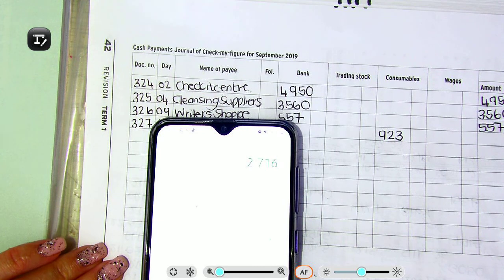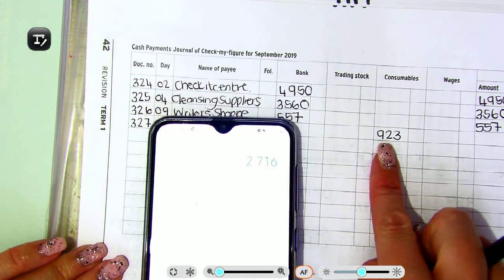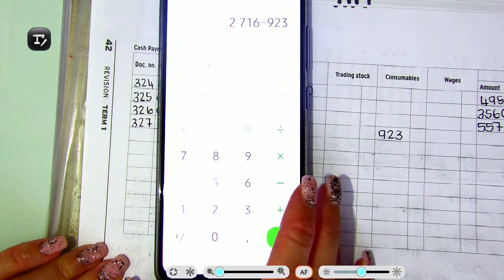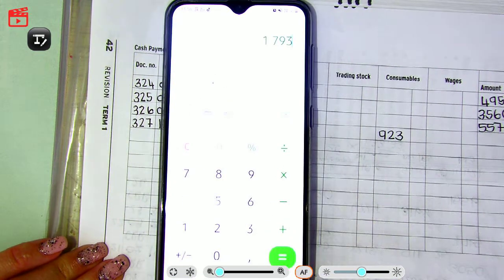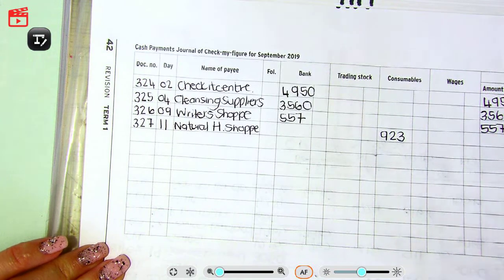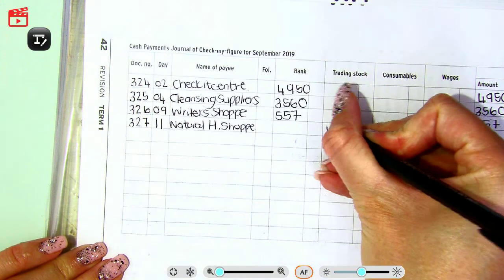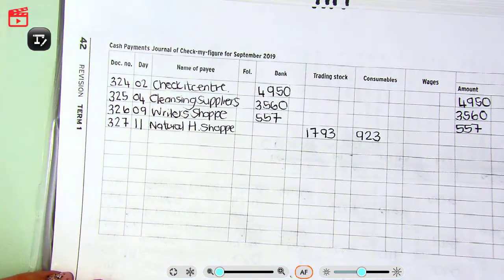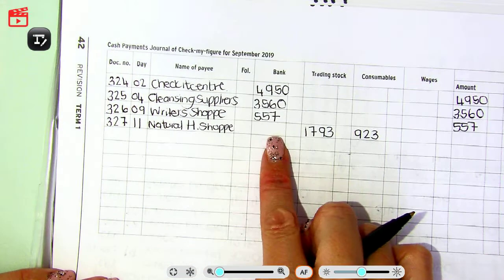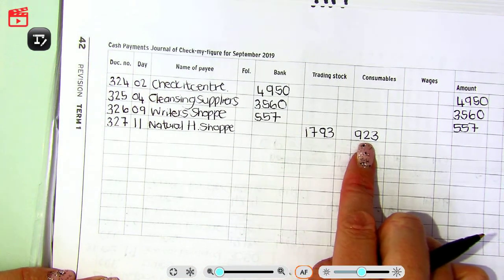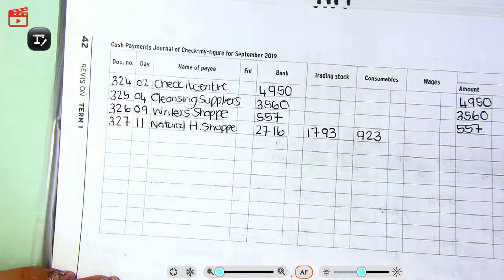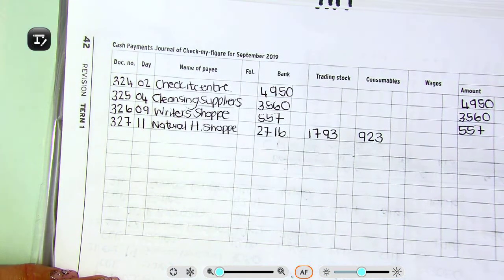So of that stock that we bought, 923 Rand is going to be used up in the business. So I need to subtract 923 from that, which is going to give me, you guys can't see the answer, but it is 1793. That is going to be my trading stock of 1793. Okay, trading stock that is bought for the purpose of resale. So now what amount am I going to put in bank? Those two amounts added together, which is going to give me 2716. Cool.